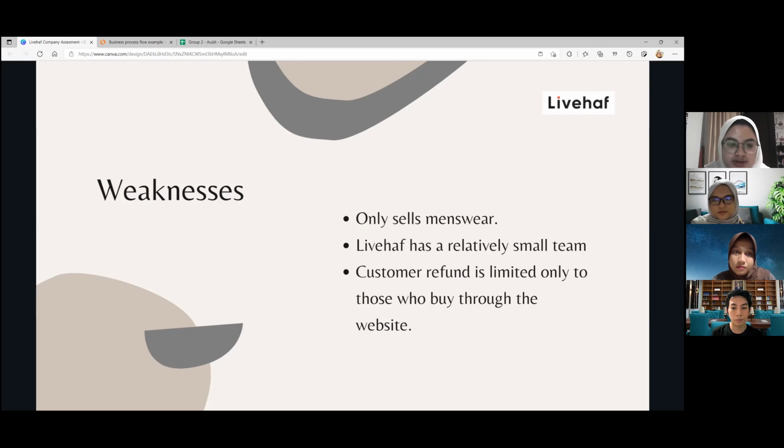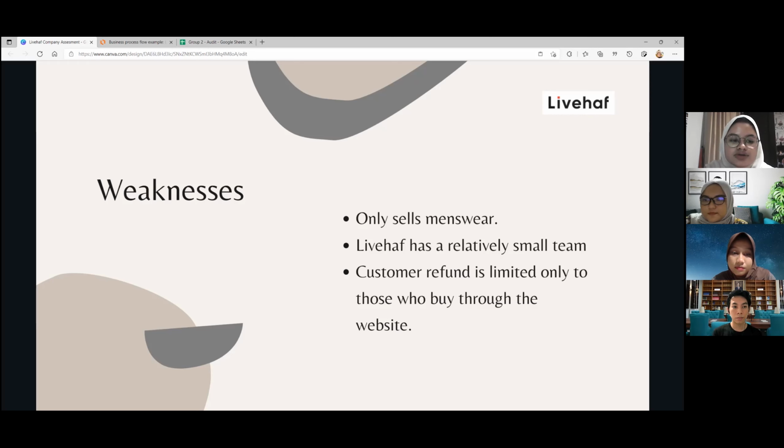So the next weakness is that customer refunds are limited only to those who buy through the website. Why is this considered a weakness? It is because there are several customers on Shopee who complain that they cannot refund the product which does not suit them. And the Livehaf team replies that they can only refund if the purchase is through the website. But if we look at the testimonials and comments, we can see that there are more customers who buy Livehaf products through Shopee rather than the website. So letting customers refund products through Shopee can increase Livehaf's customer satisfaction.